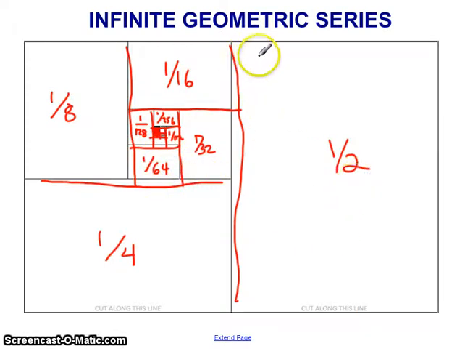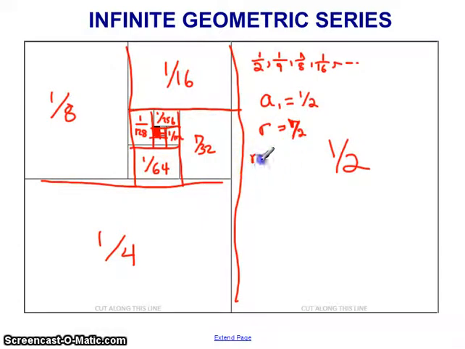So what do we have here? We have a geometric series, a sequence rather, that goes 1 half, 1 quarter, 1 eighth, 1 16th, and so on. a sub 1 is equal to 1 half. r is equal to 1 half. That's what we're multiplying by each time. We're cutting this paper in half. And n actually goes to infinity. We can keep cutting this, as long as we've got scissors small enough and paper, an infinite number of times.